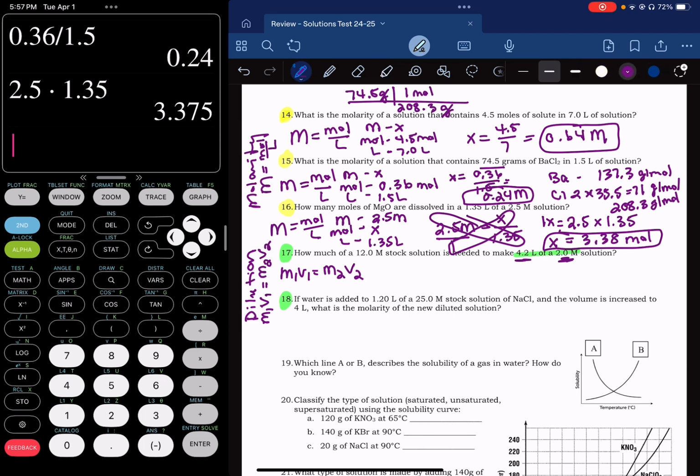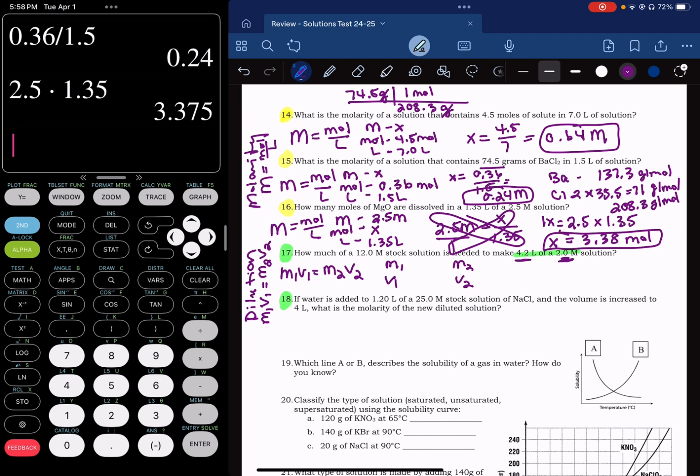So I want to define my variables. All right, so I have M1, V1, and then M2 and V2. Remember, the 1 just means my initial solution, and the 2 means whatever I'm going to make or what I'm creating or whatever I've diluted, okay? So number 2 usually is the diluted version, and number 1 is usually your concentrated version.